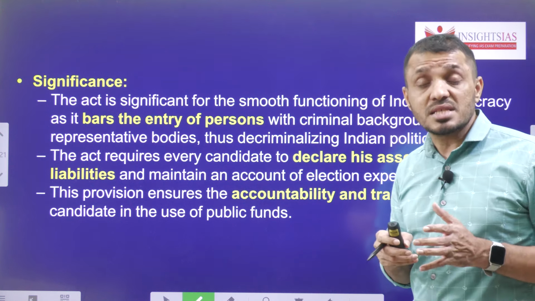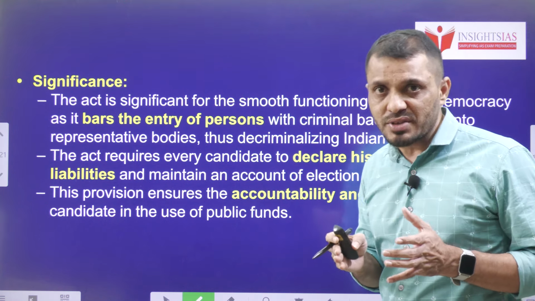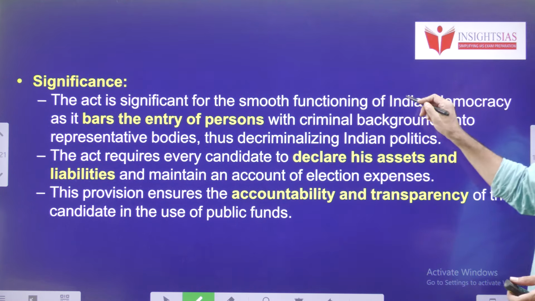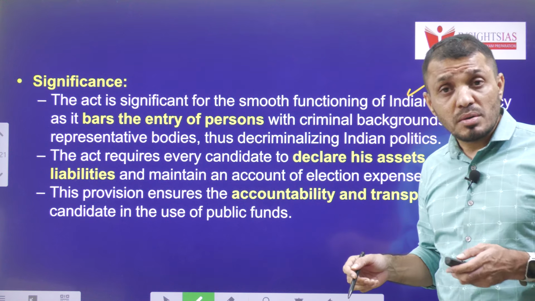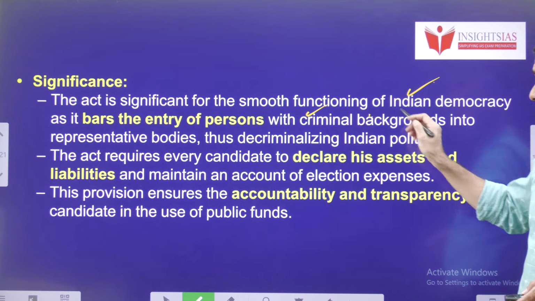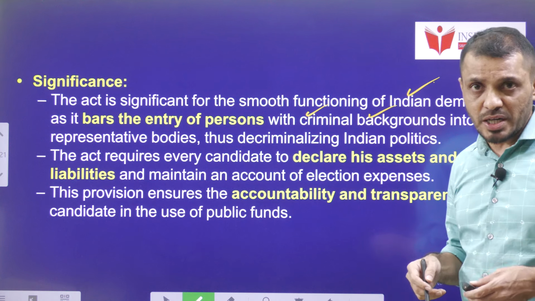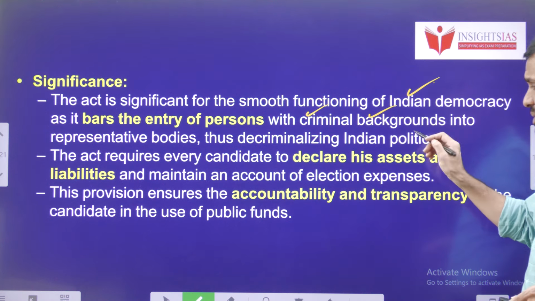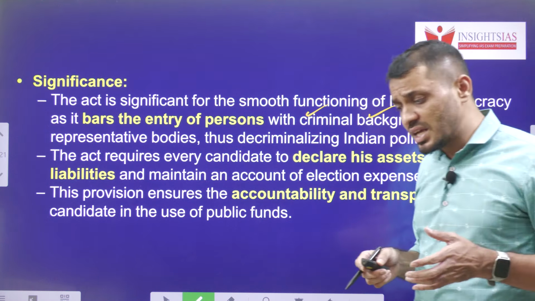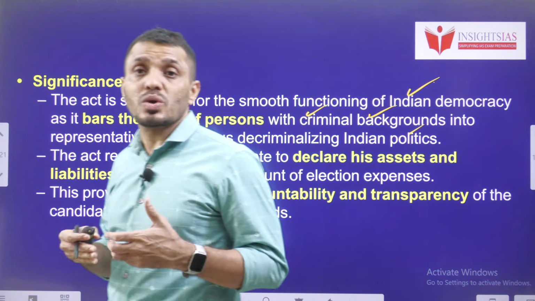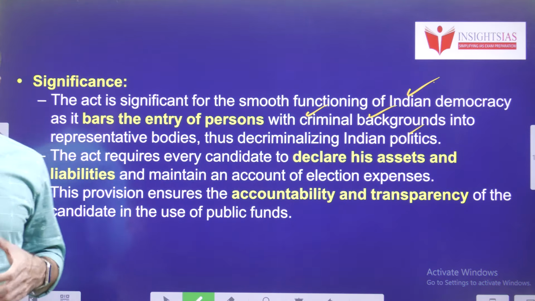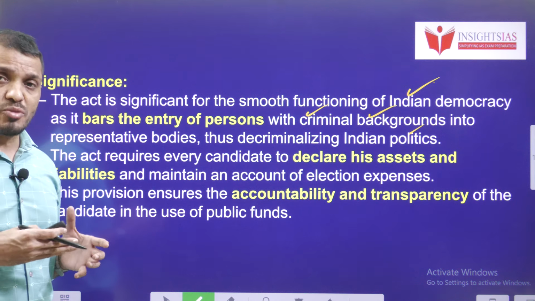What is the significance? This Act allows the smooth functioning of elections, and it also prohibits the entry of persons with a criminal background into the representative body. That is how it is trying to decriminalize Indian politics. Still, Indian politics has become so criminalized. So tell me, students, what are the reasons behind the criminalization of politics?